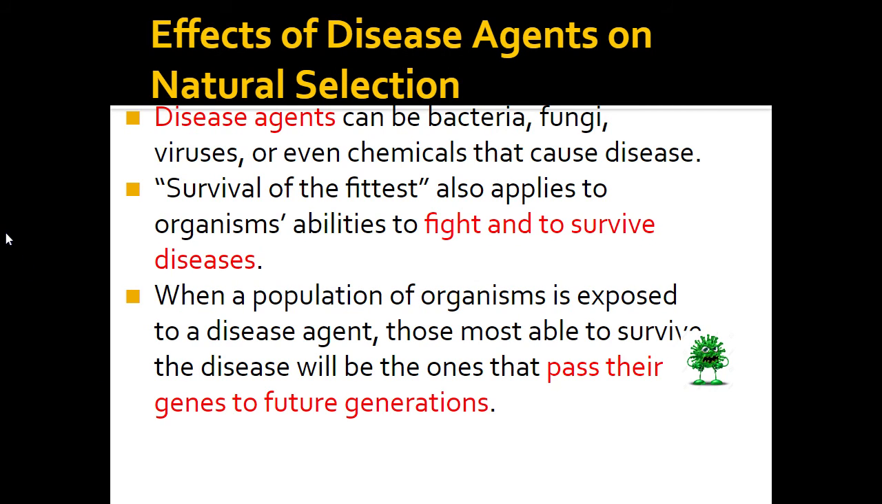So disease is something that can greatly affect natural selection. There's different types of disease agents: bacteria, fungi, viruses, even chemicals that can cause disease. The survival of the fittest that we've been talking about is going to apply in being able to fight and survive diseases, because some people have better immune systems. Some people are naturally more resistant to diseases.